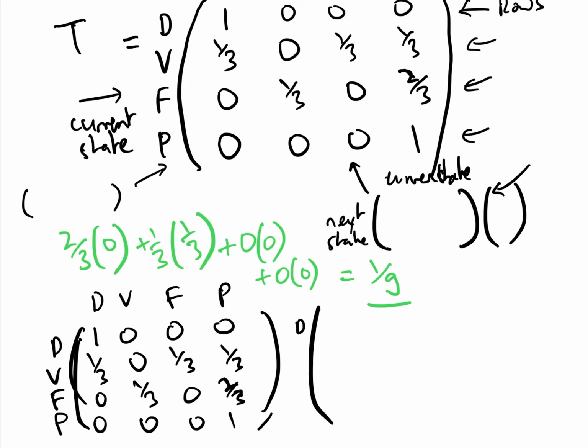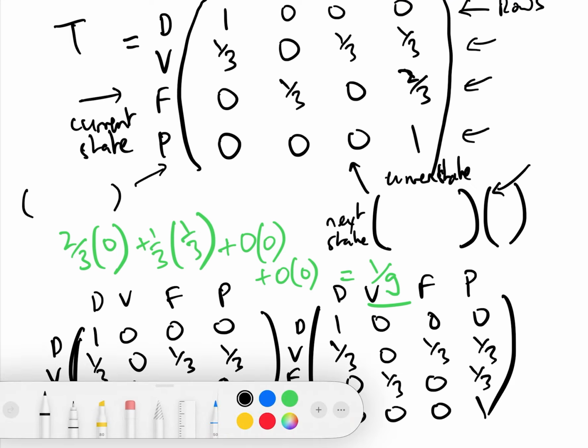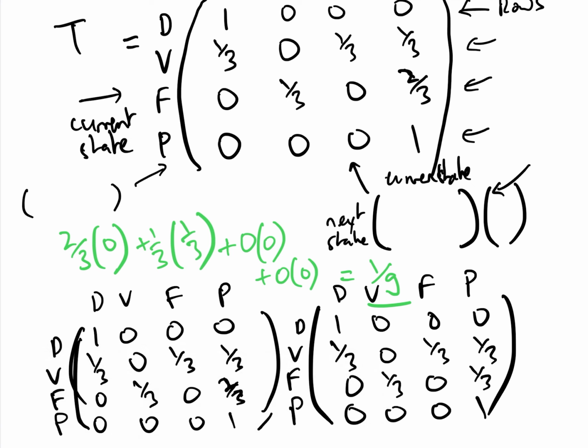And now let's do the transition matrix again, and we're going to multiply it by itself. But you're going to see why this works. D, V, F, P. So 1, 0, 0, 0, 1/3, 0, 1/3, 1/3, 0, 1/3, 0, 1/3, and 0, 0, 0, 1. All I've done is I've done this transition matrix again, so let's have a look at what we just did, and let's put it back in green now.